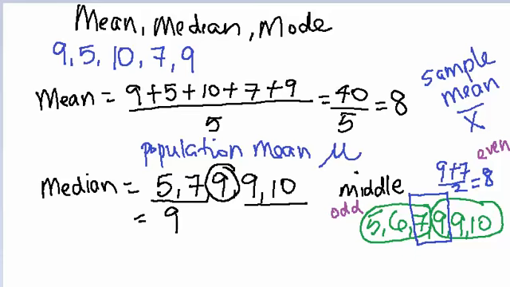Now the last measure of location is mode. Mode is just the most frequently occurring number. So here with our data, we have 9 occurring 2 times, and all the other numbers occur only 1 time. But 9 occurs 2 times, and so our mode is the most frequently occurring number, and that would be 9. So we have our mean as 8, our median as 9, and our mode as 9. These are three numerical ways of summarizing your data.